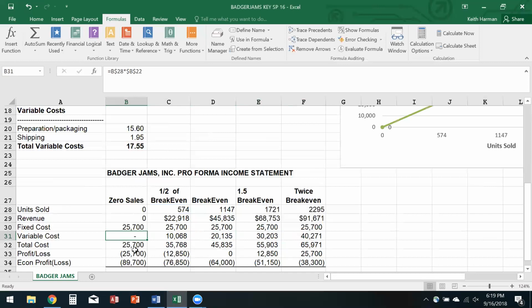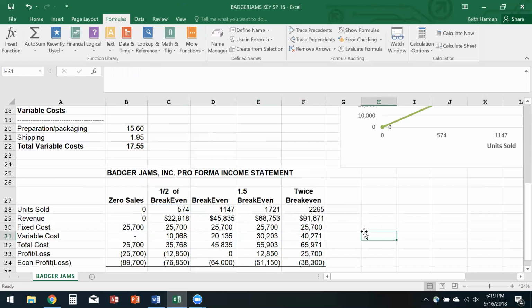All right, now I've got the total cost, and that's pretty simple. The total costs are the fixed costs plus the variable costs. All right, we've got those. And we'll just come across here. Notice again, we're using the sum function. And now we have the total cost.